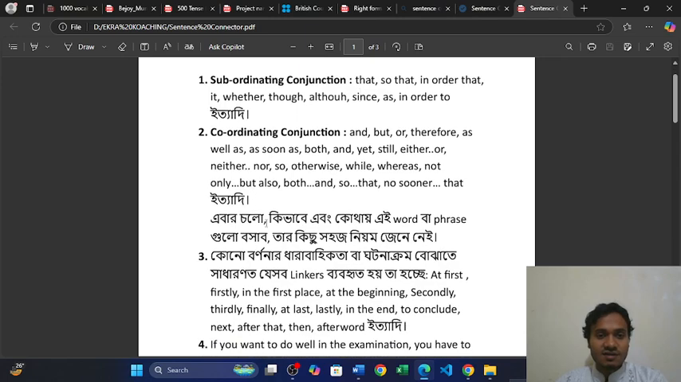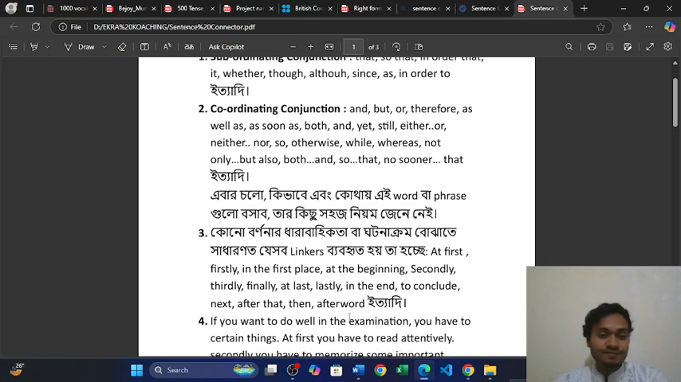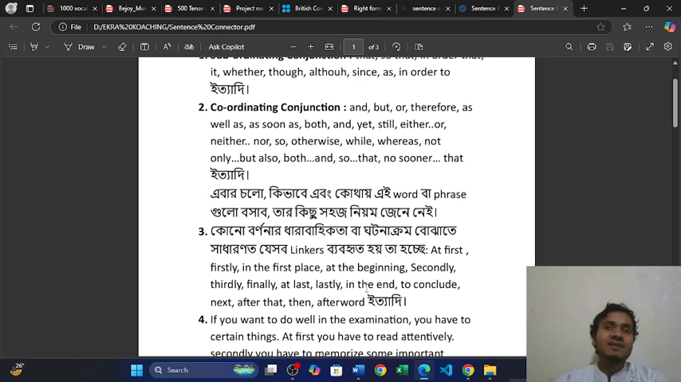Here we can see another structure. Here are some words for when you want to use things gradually, like firstly, secondly, thirdly, etc., which means sequentially. At first, firstly, in the first place, at the beginning, secondly, thirdly, finally, at last, lastly, in the end, to conclude, next, after that, then, etc. These words basically start a continuous process, or continuous talking on a topic.